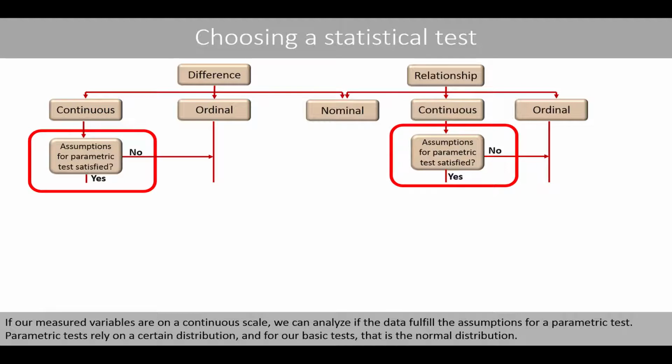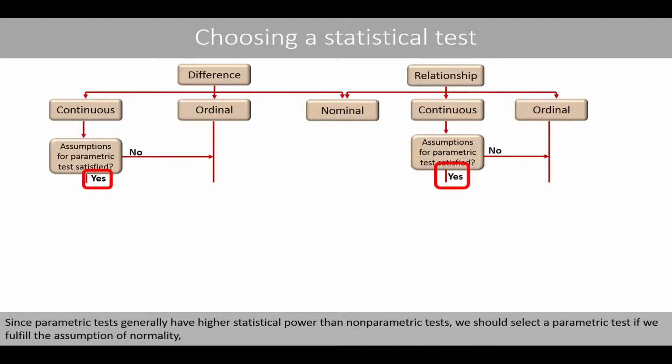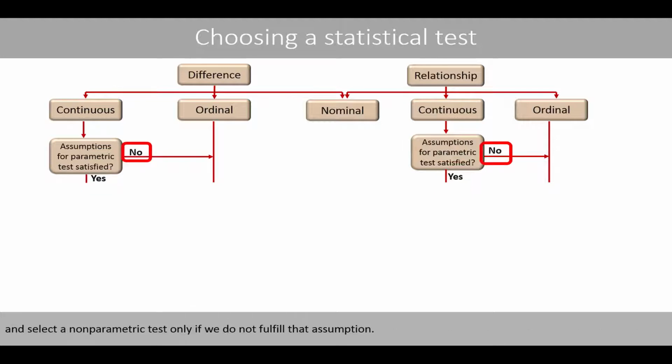If our measured variables are on a continuous scale, we can analyze if the data fulfill the assumptions for a parametric test. Parametric tests rely on a certain distribution, and for our basic tests, this is the normal distribution. Since parametric tests generally have a higher statistical power than non-parametric tests, we should select a parametric test if we fulfill the assumption of normality, and select a non-parametric test only if we do not fulfill that assumption.